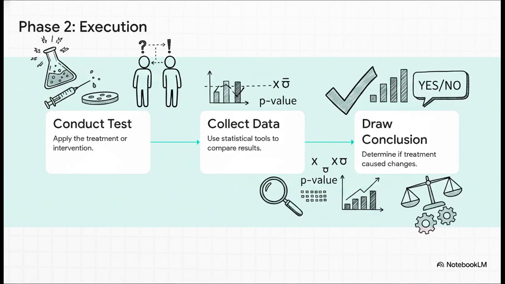Once everything is meticulously set up, we enter Phase 2, execution. This is where the magic happens. You conduct the experiment by actually applying that treatment. Then, since this is a quantitative design, you collect the hard data and analyze it using statistical tools. And yeah, I'm sorry to say, math is definitely required here. You're using those tools to compare the results between your groups. Finally, step 7 is to draw concrete conclusions. Did the treatment actually cause significant, measurable changes? The statistics will give you a definitive yes or no.